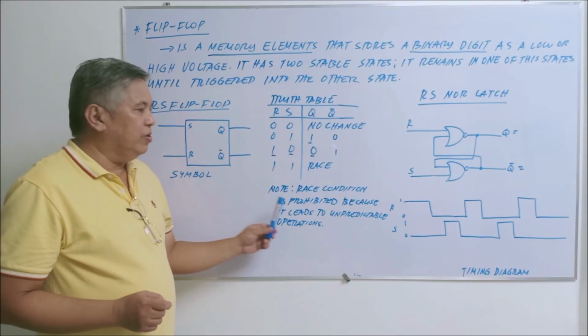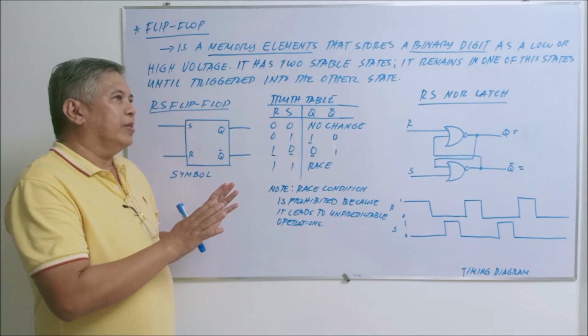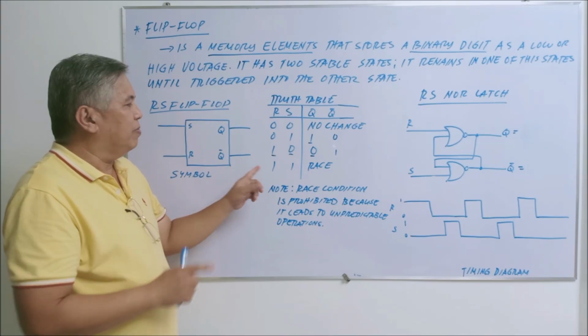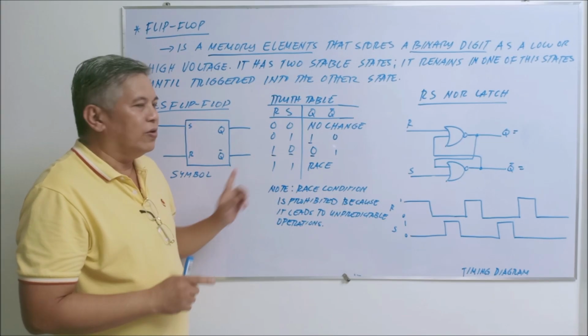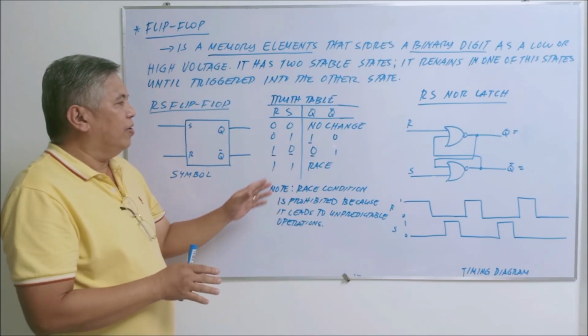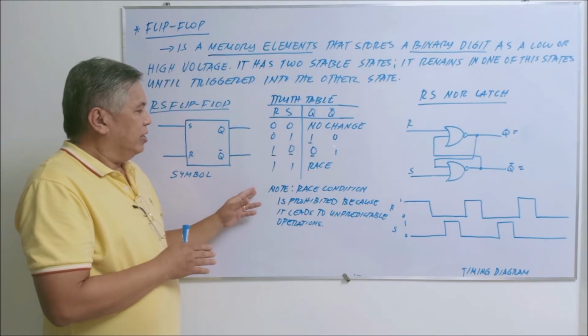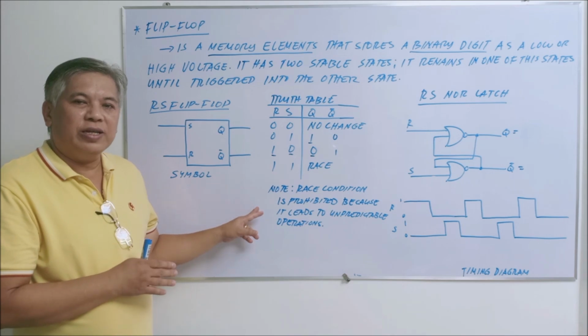What do you mean by race condition? So race condition is actually, there will be two, since the value of your inputs R and S are 1, then they will race together for a particular output to be produced. No? That is why the race condition is prohibited.